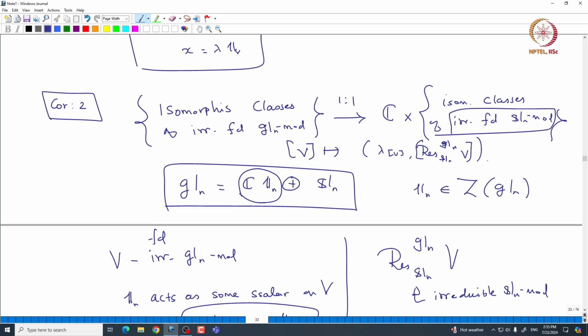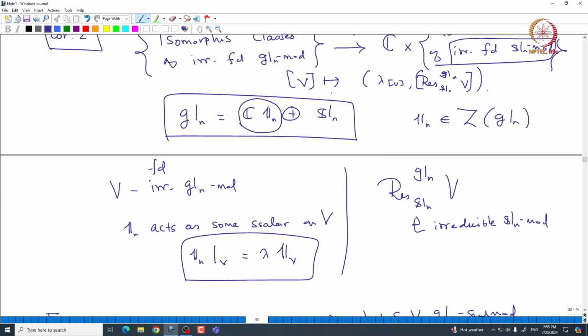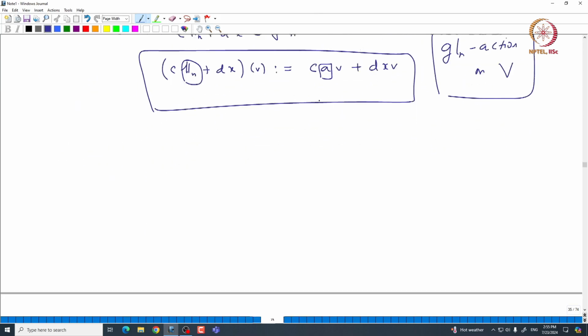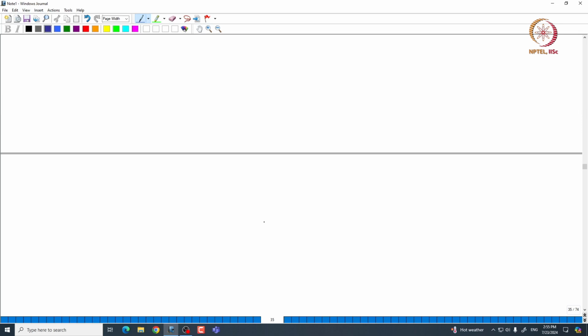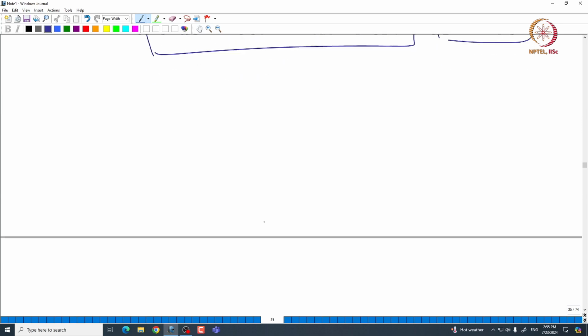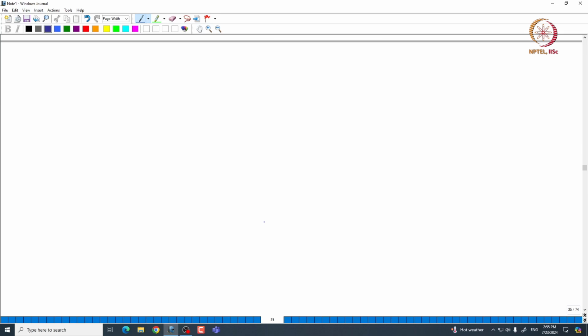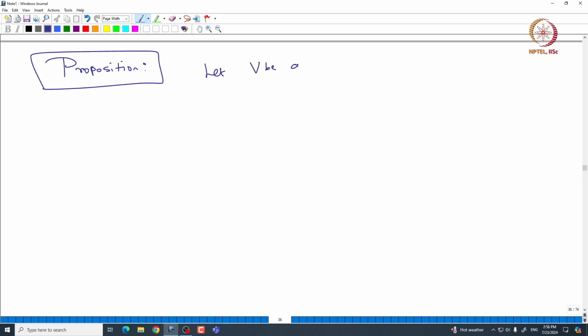Okay. So here is another important corollary of Schur's lemma, which tells about the existence of a non-degenerate bilinear form for a given irreducible G module. Let me state the proposition. Let us start with V being an irreducible finite dimensional G module.